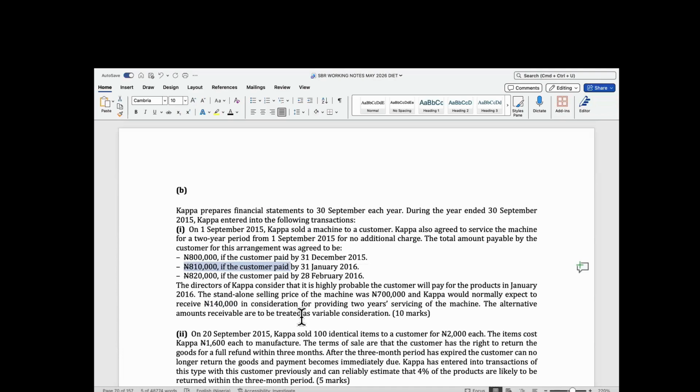I've shown you that before. I've shown you how to do it. So I need you to allocate this. Let me note it for you. Do it, and of course I'll share the correction with you. I've already told you what to do. Just make sure you allocate the 810 based on this, so that you tell us how much of this 810 will be recognized as revenue for the machine, and how much will be recognized as revenue for the servicing.